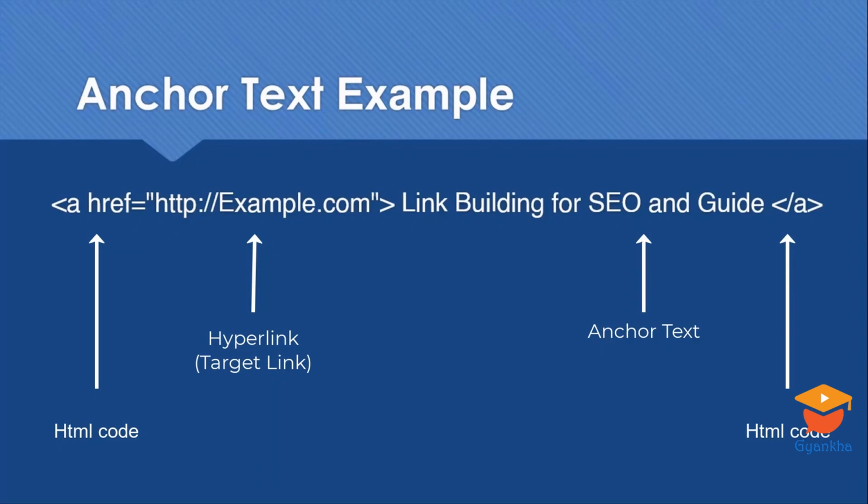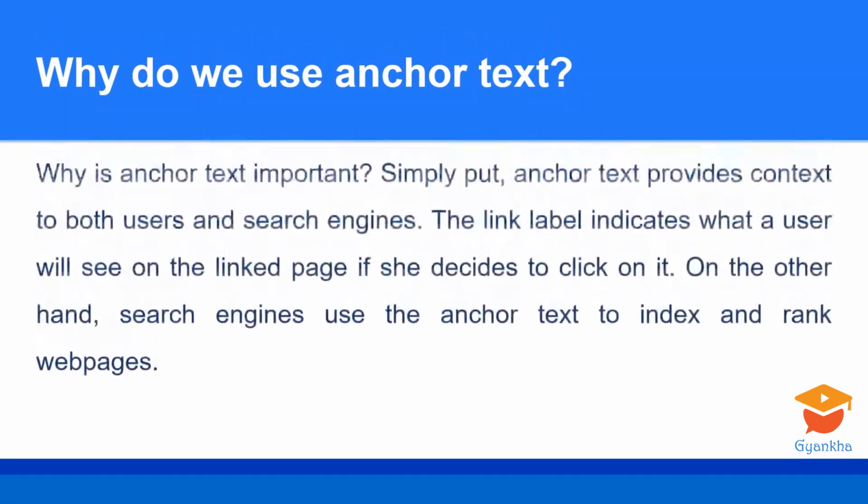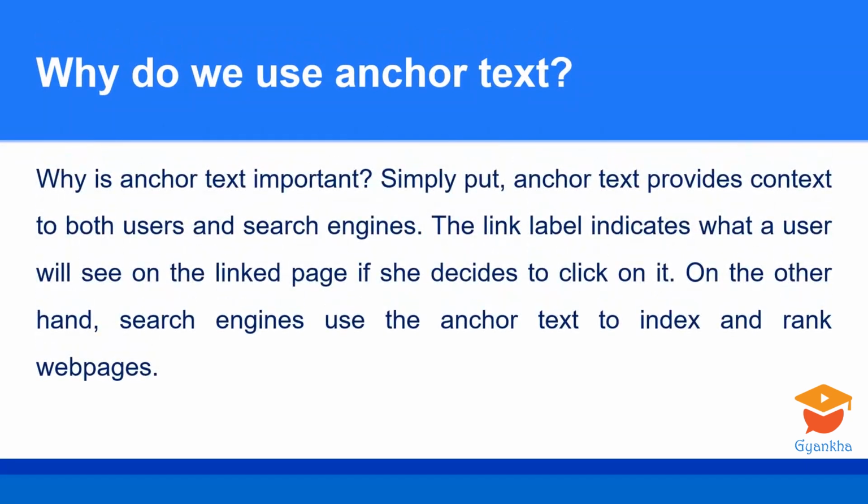Obviously, you need to have the right hyperlink, and then the anchor text is really, really important, both to get users to click on your link and to give search engines an idea of the content that's located on the linked page. Why do we use anchor text? Why is anchor text important? Simply put, anchor text provides context to both users and search engines. The link label indicates what a user will see on the linked page if she decides to click on it. On the other hand, search engines use the anchor text to index and rank web pages.